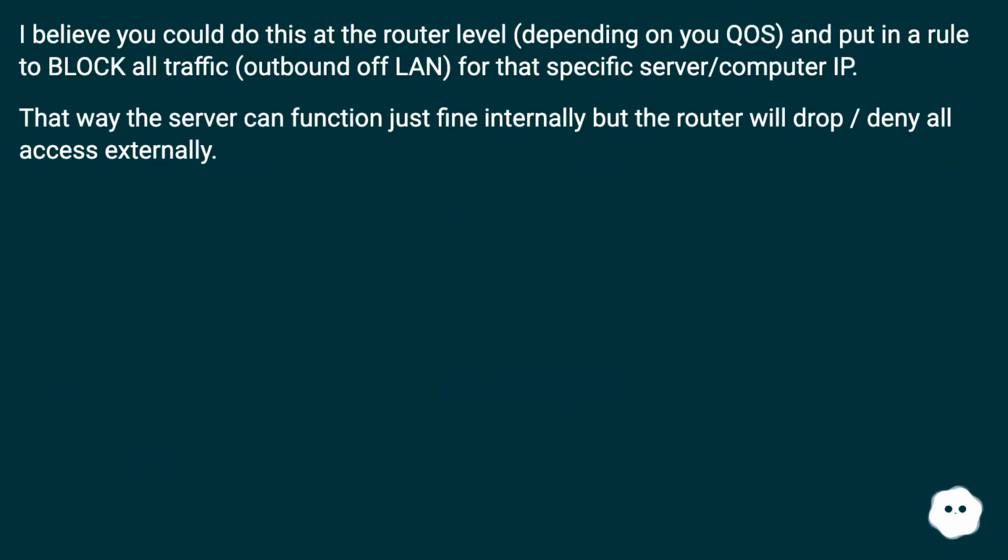I believe you could do this at the router level, depending on your QoS, and put in a rule to block all outbound traffic off the LAN for that specific server or computer IP. That way the server can function just fine internally but the router will drop or deny all access externally.